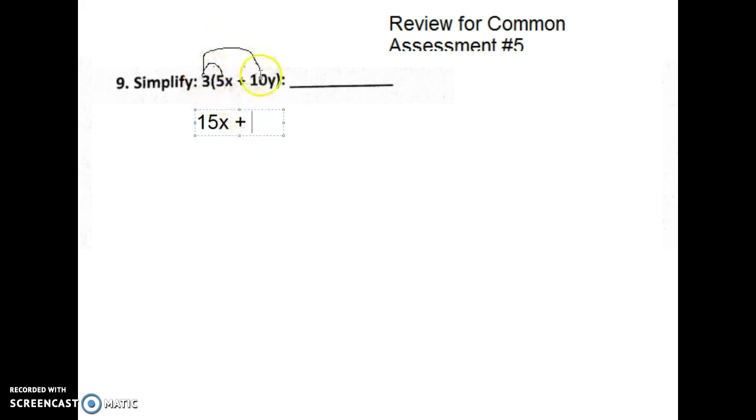Now I have 3 times 10y, right? Don't forget to do it to every term that's in the parentheses. So after distributing, we have 15x plus 30y. Nice and simple and quick, right? All you do is 3 times 5 and then 3 times 10.